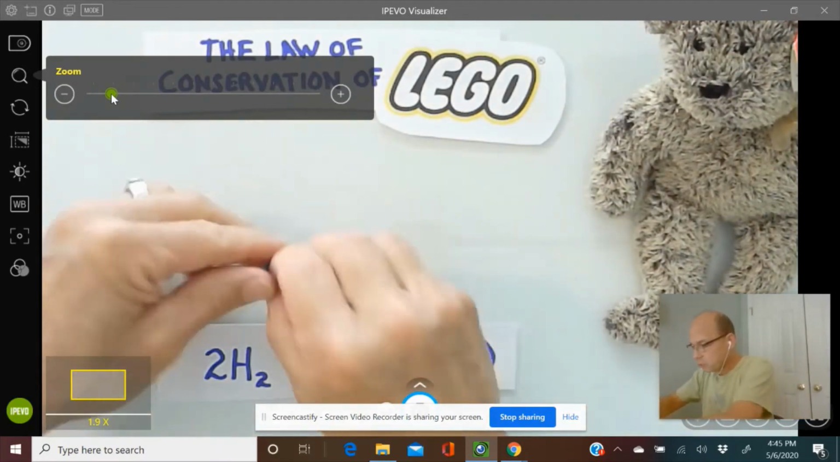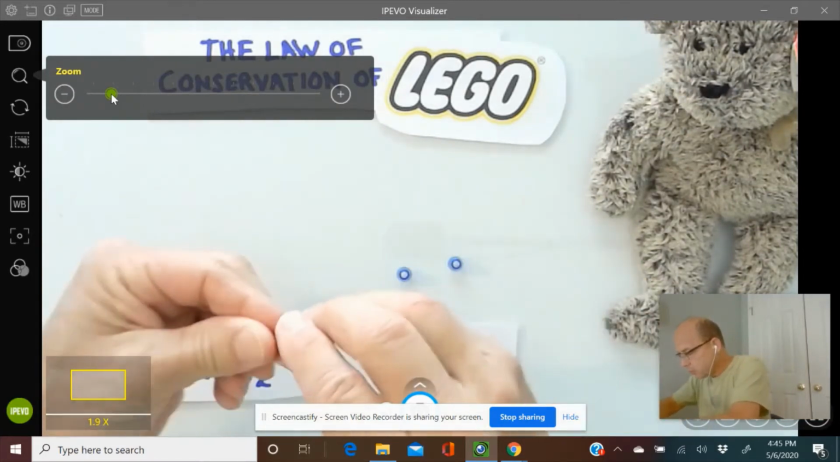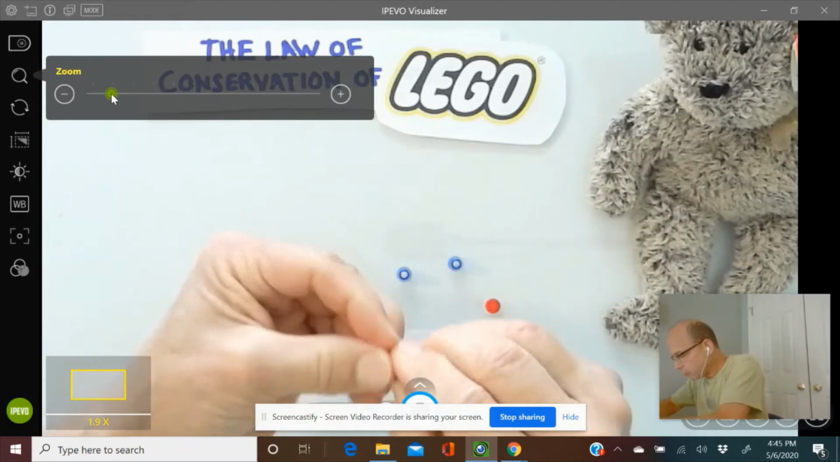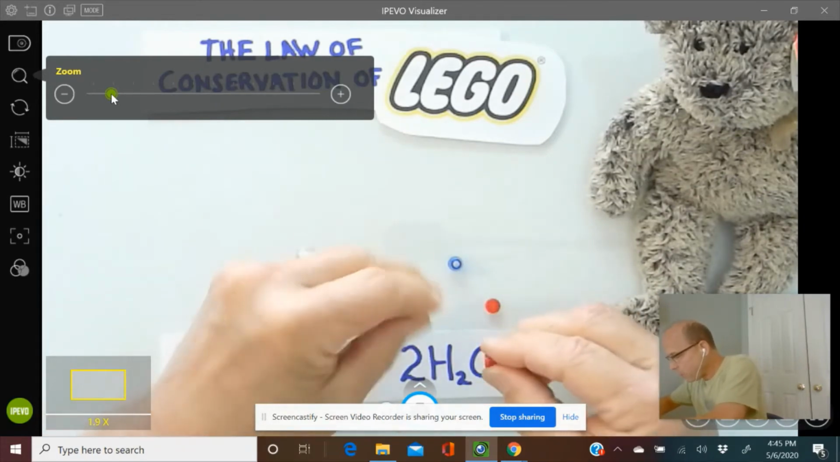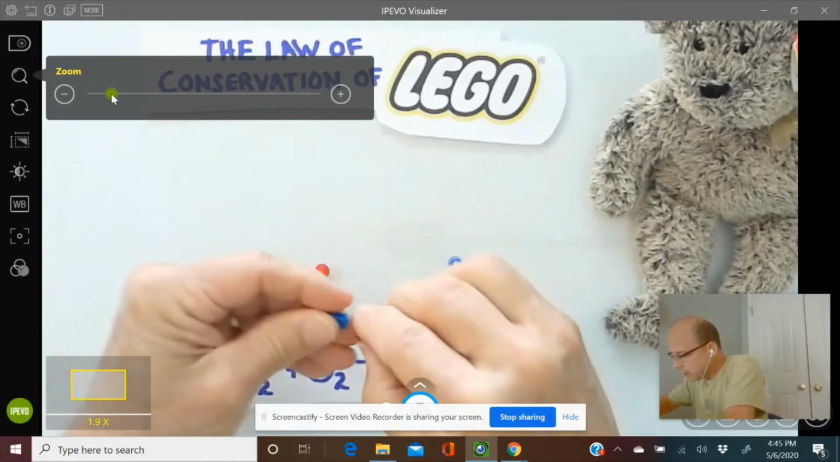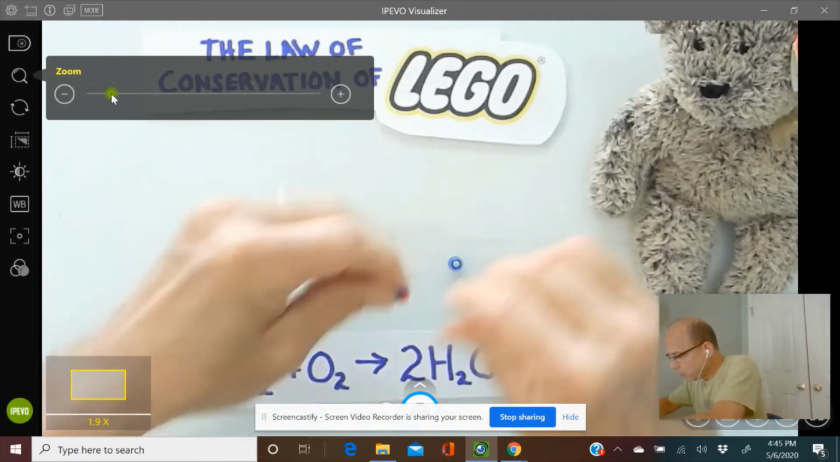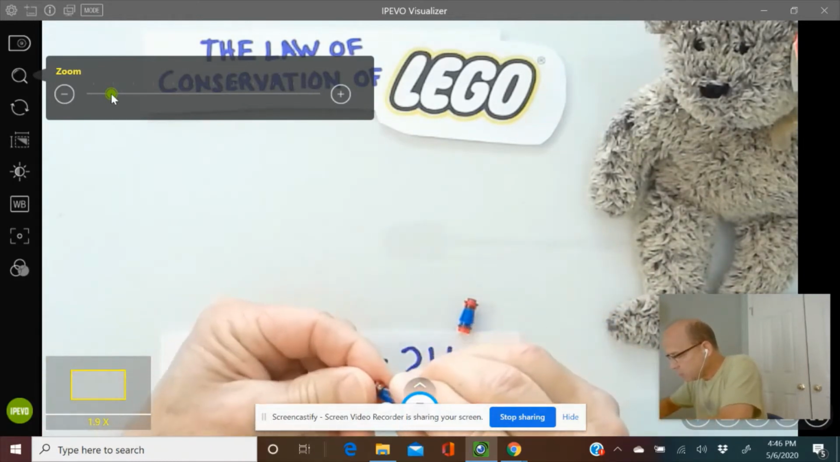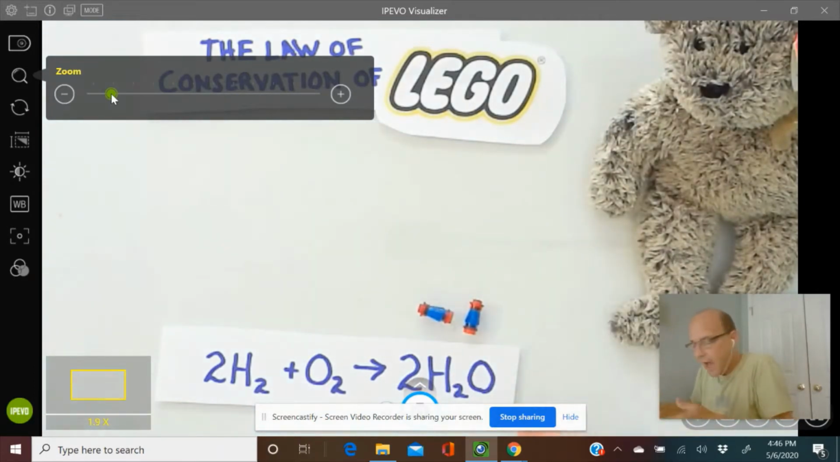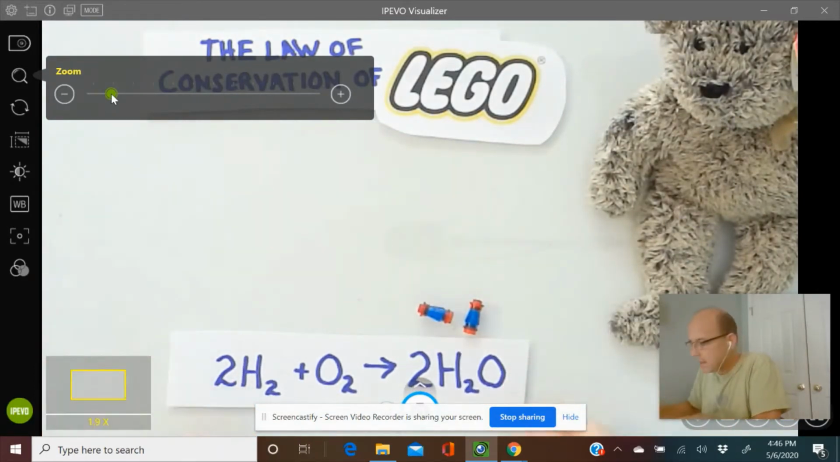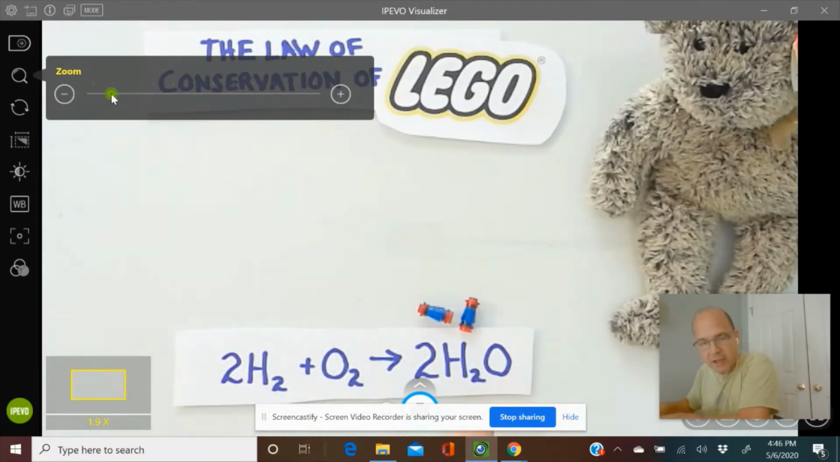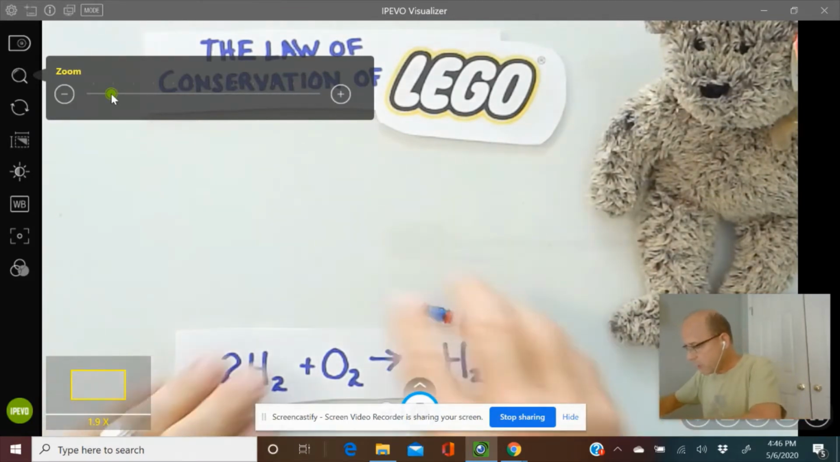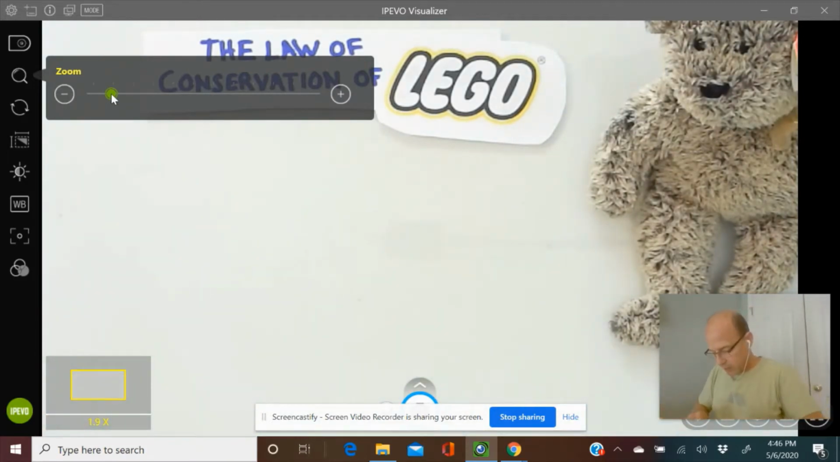So what he did was he just rearranged the atoms so that he could produce water. So with these same four atoms of hydrogen, he combined them with two atoms of oxygen in such a way that he had two molecules of water. Look, see, I didn't take any Legos away. I didn't add any Legos. I just rearranged them, and these combinations of Legos are a model for water. Pretty cool, huh?